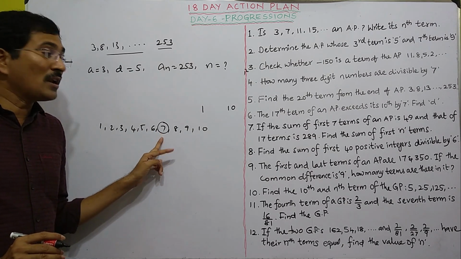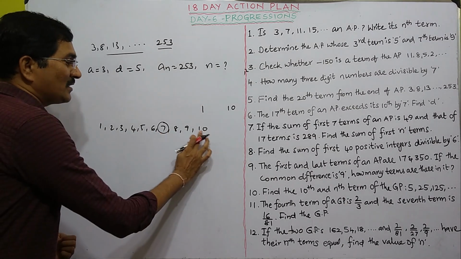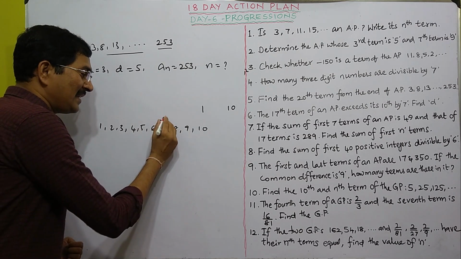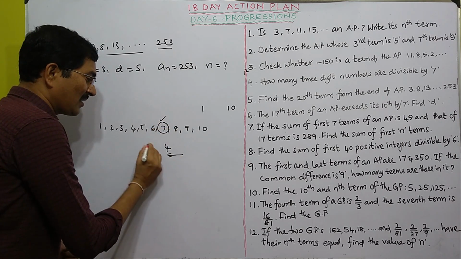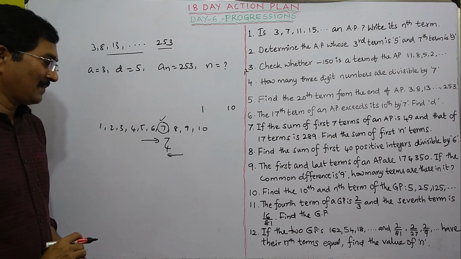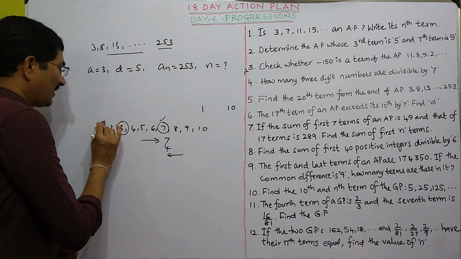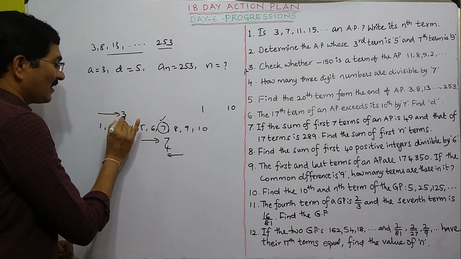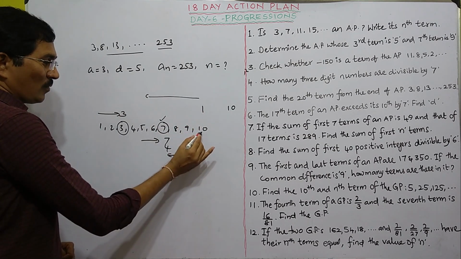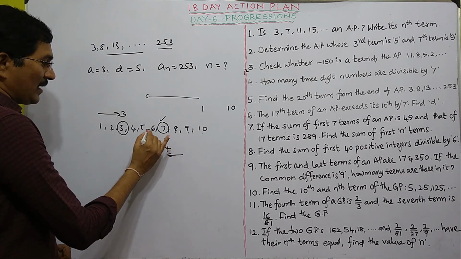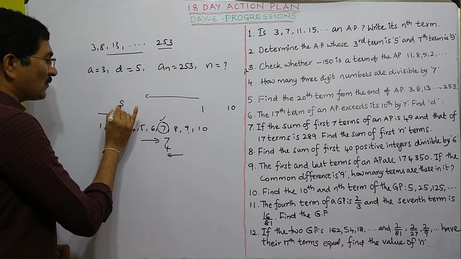So what is its roll number from this side? Let us see. 1, 2, 3, 4. So 7 is the 4th from this direction and 7th from this direction. Now let us take 3. This is 3rd from this direction and let us count from here. 1, 2, 3, 4, 5, 6, 7, 8. So it is 8th from this direction.